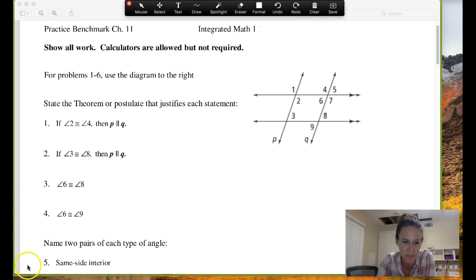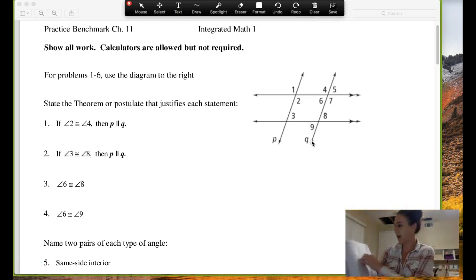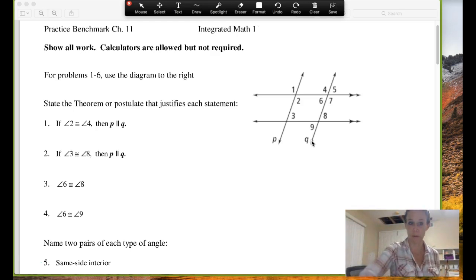Let's get started. Now, Chapter 11 was all about proving theorems about lines and angles, parallel lines cut by a transversal. Just so you know, in the back of your workbook, if you wanted to mark it as a reference, there is a section called Postulates and Theorems, and it will have all the postulates and theorems together. So that's a good spot to go for reference. We're going to state the theorem or postulate that justifies each statement. So let's mark it off so we can see what we're looking at.